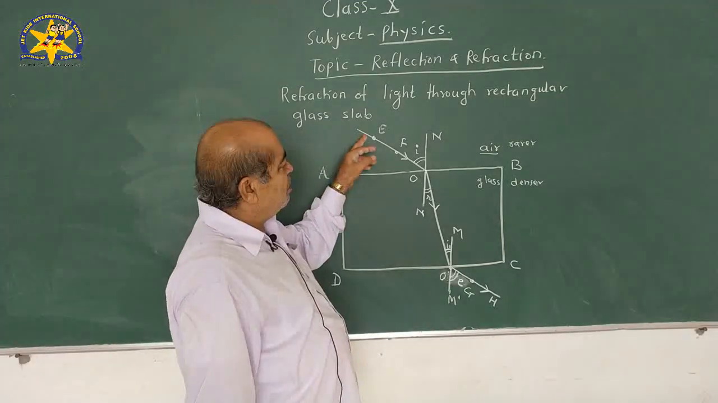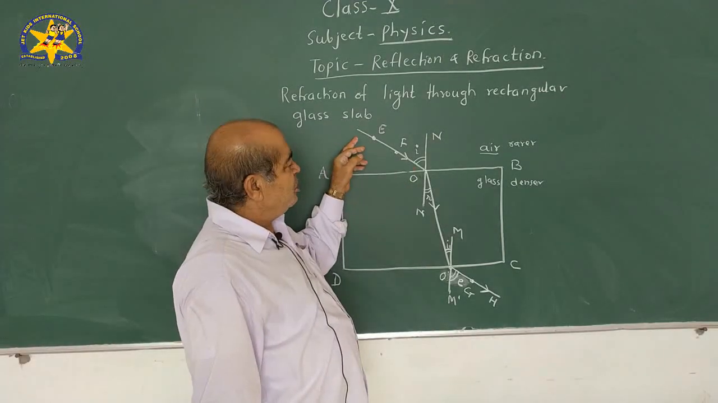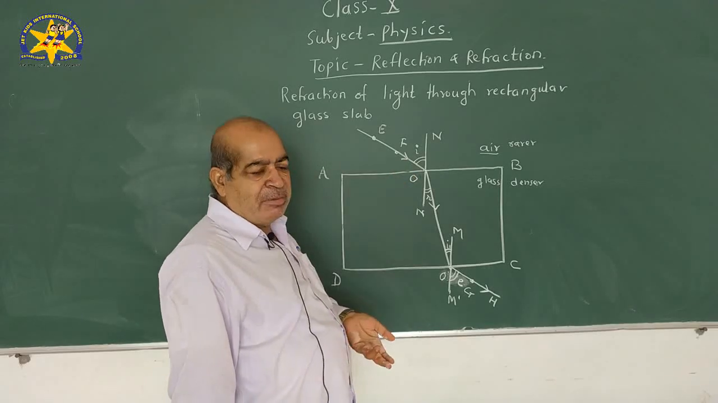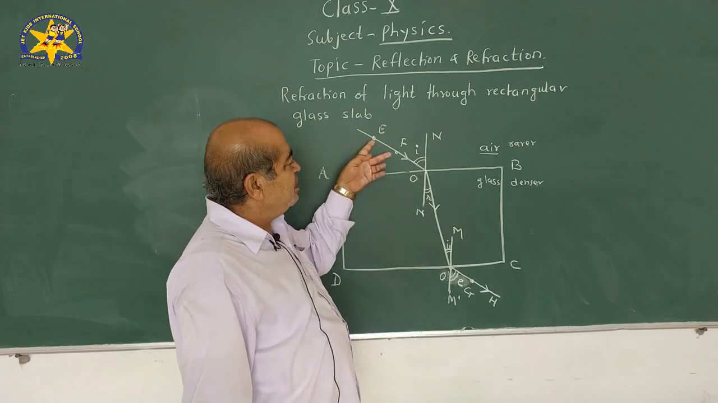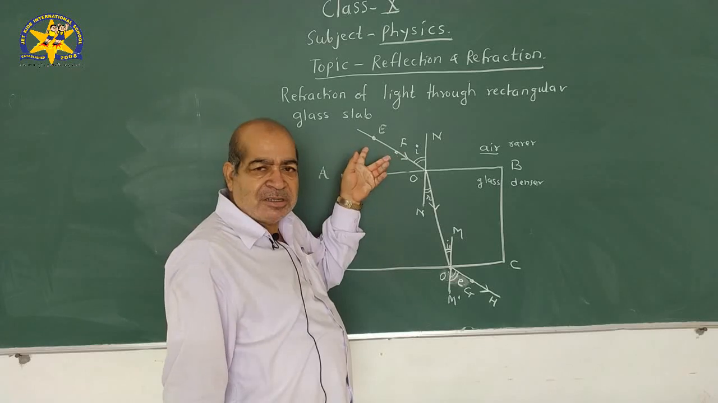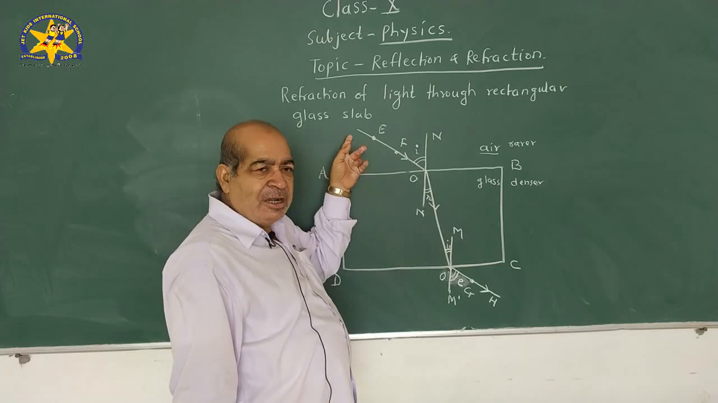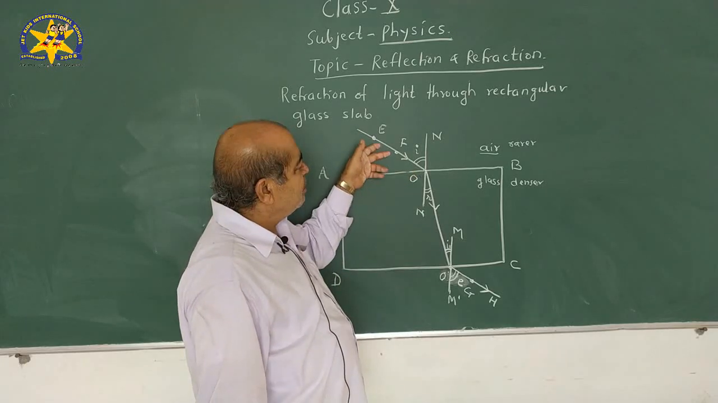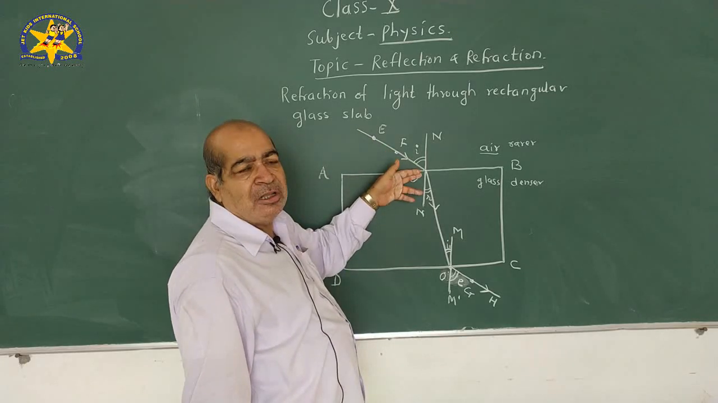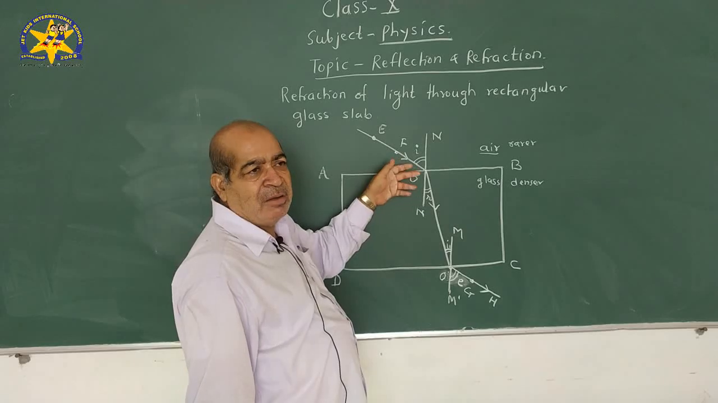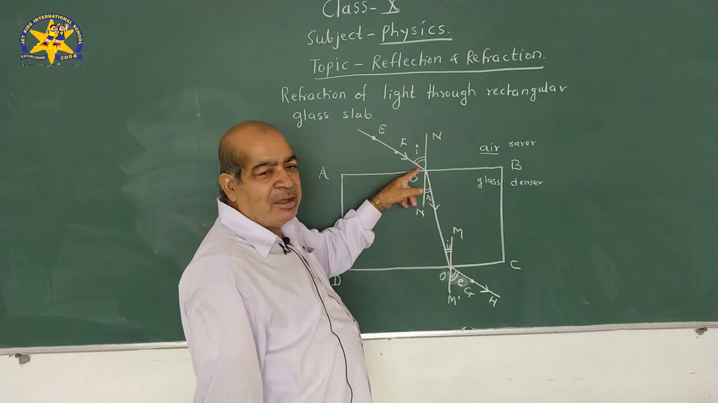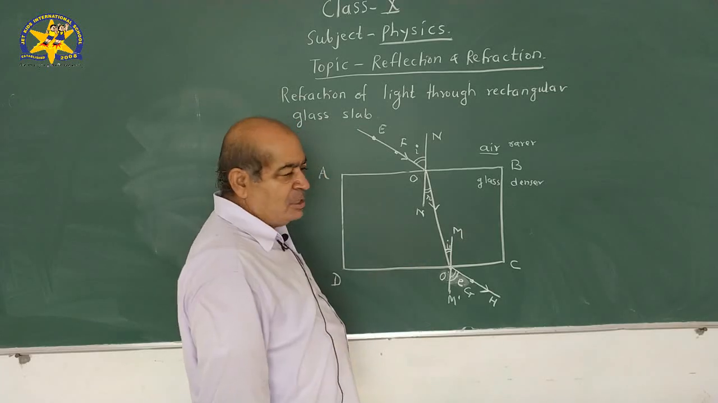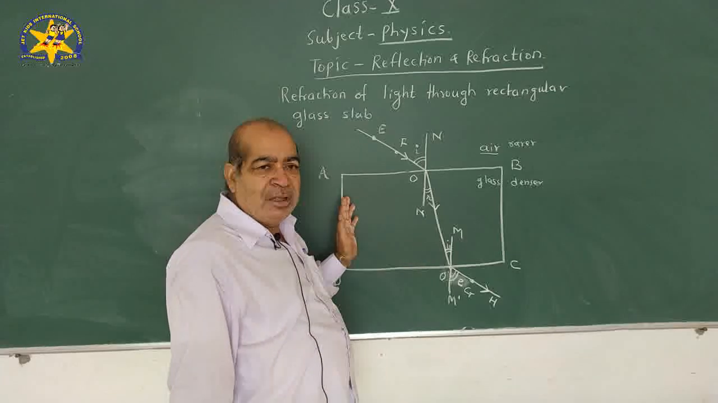Normally this is oblique incidence, that is, EO is the incident ray. In the experiment we see that the pins E and F are fixed such that the straight line joining E and F is obliquely incident on the rectangular glass slab, or it makes some angle with the rectangular glass slab. So this is one point.